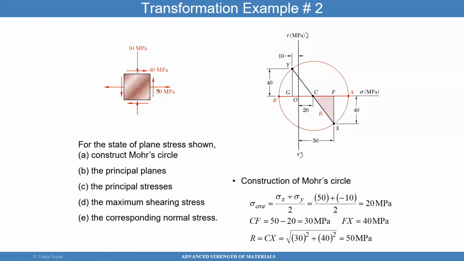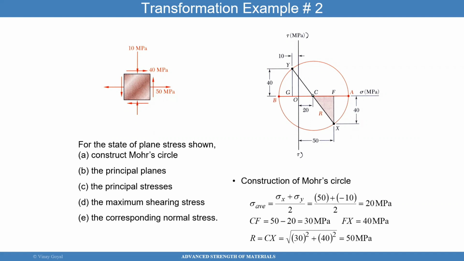So given the same stress state I had before, let's use Mohr's circle. So what am I supposed to do? I calculate the average of sigma xx and sigma yy. Sigma xx is 50. Sigma yy is minus 10 because it is against the surface. 50 minus 10 is 40, divided by 2 is 20. That's done. Now I have to calculate the radius.